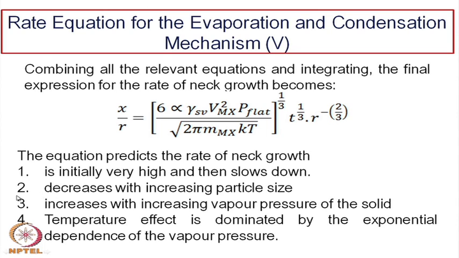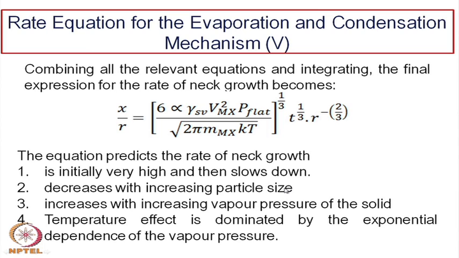Then the number 2 information is it decreases with increasing particle size, because r is here, r is the initial particle size. Now, this is inverse, or this is negative. Therefore, larger r means the rate is slow. Okay. Higher is the r, the rate will be slow, x by r will be less. So, it decreases with increasing particle size.